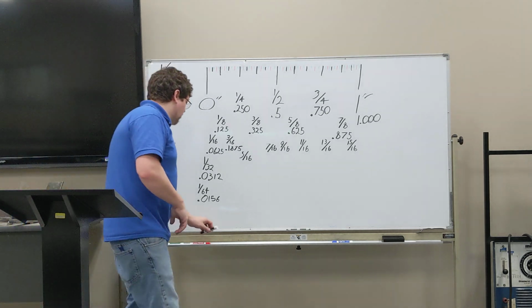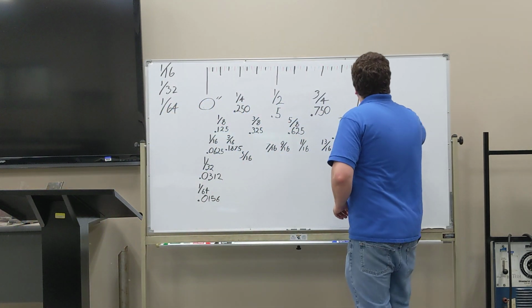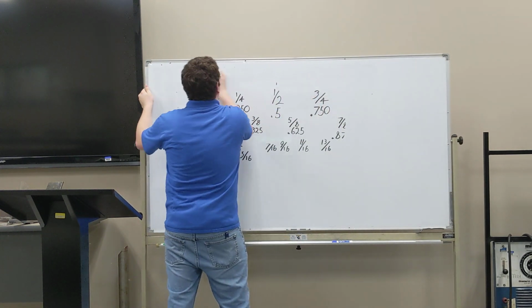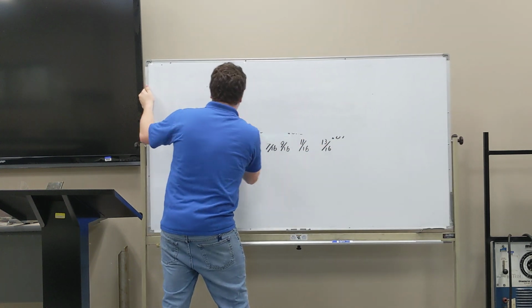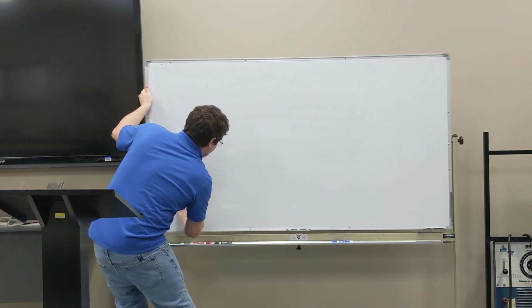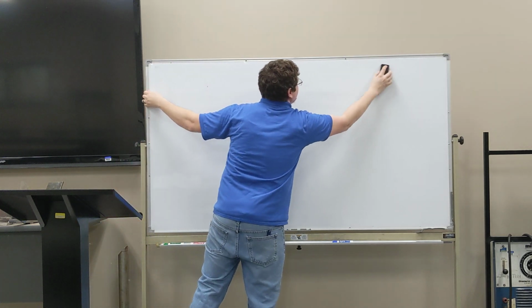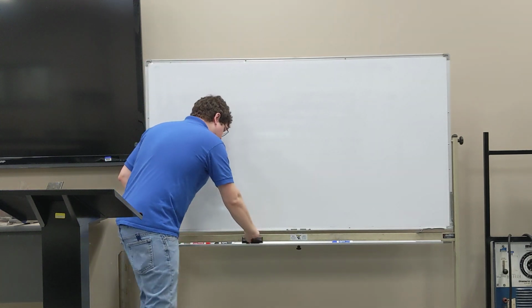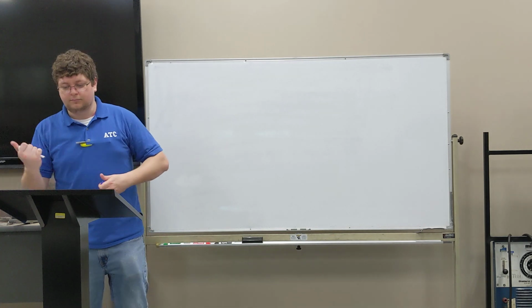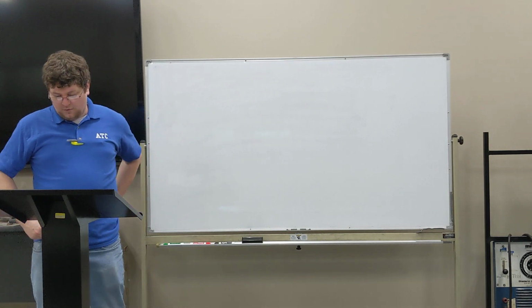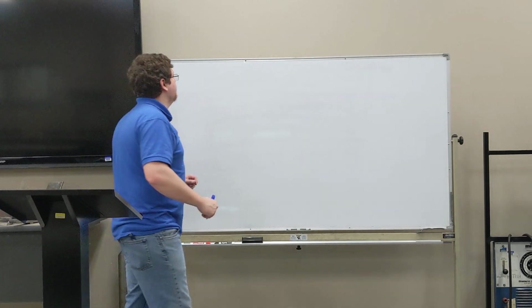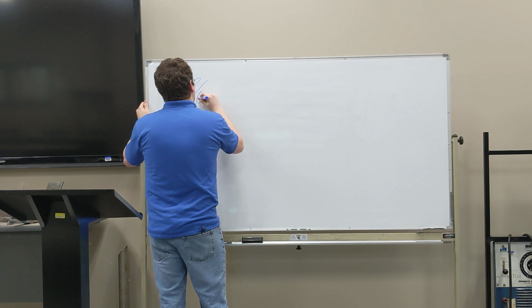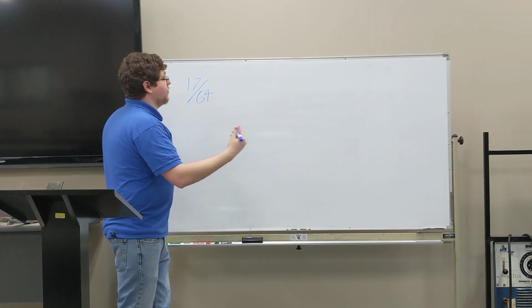So, let me erase this real quick for you. Let me give you an example. Let's take a random 64th number. So let's say 17/64. So, that is our fraction number.